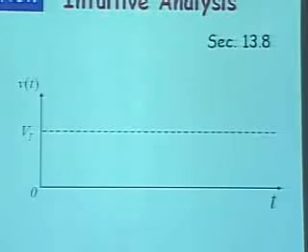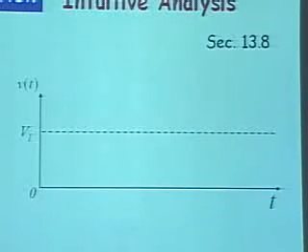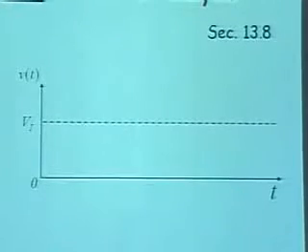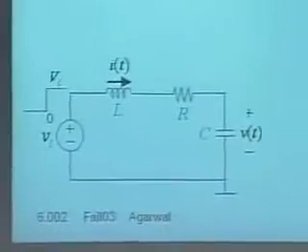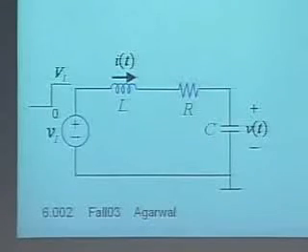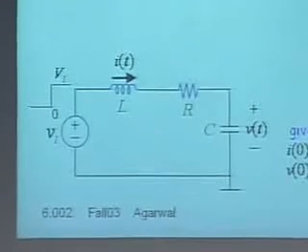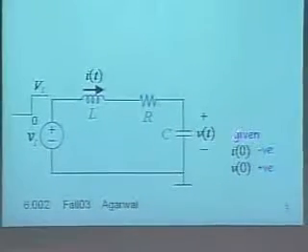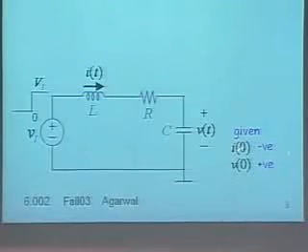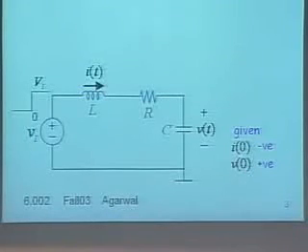So let's do the easy stuff first. Notice that the capacitor wants to hold its voltage. And so given that we don't have any infinite impulse here, I'm going to start out with the capacitor voltage being where it is. And the initial conditions are given to you.